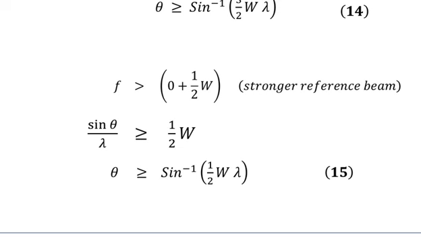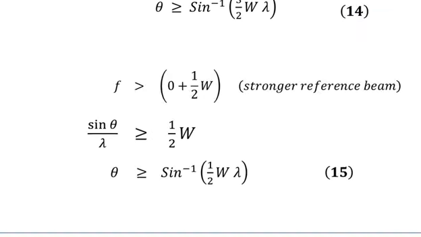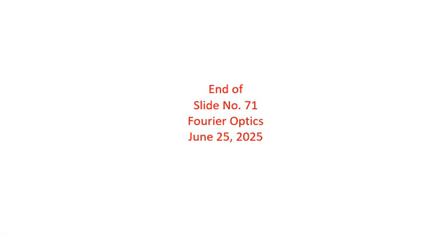So you see that in both cases, that is in equation number 13 when we are using a moderate value of the reference beam, and equation number 14 when we are using a much stronger reference beam, which have been given in equation number 14 and 15, the constraints on the angle have been given and have been explained. So this is the end of slide number 71.